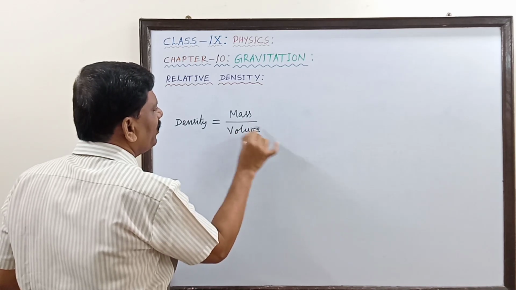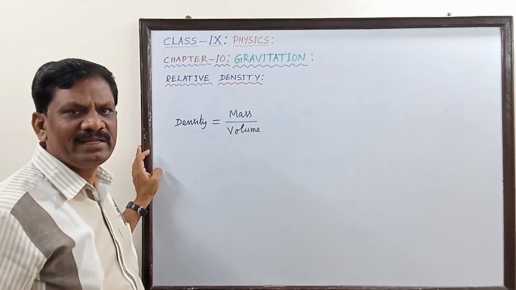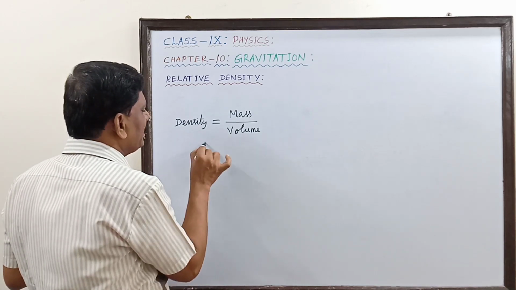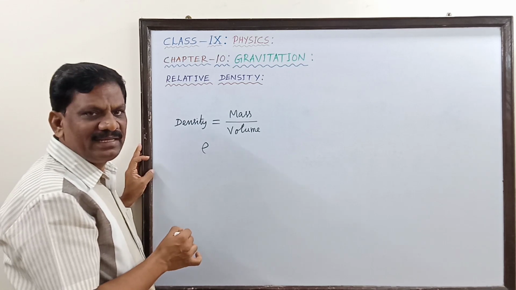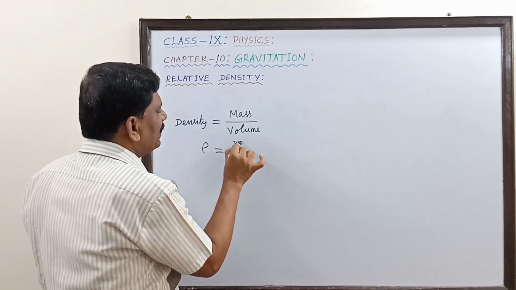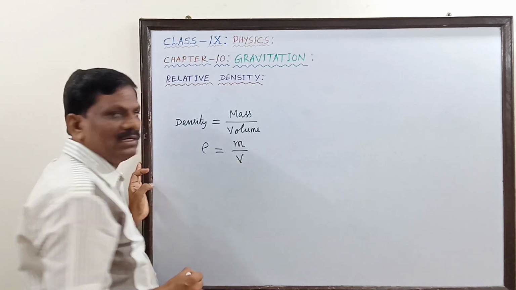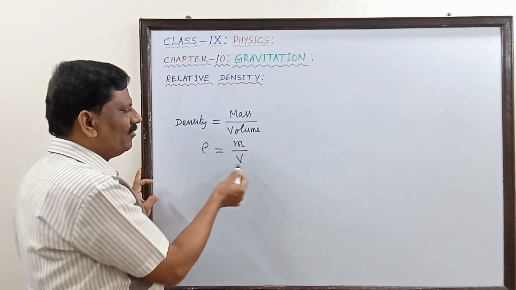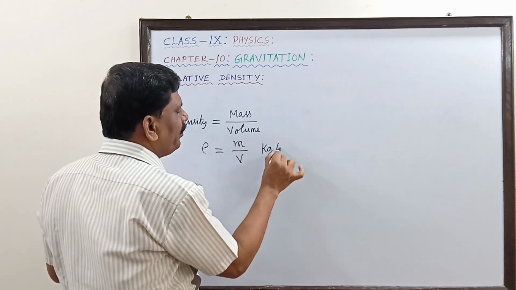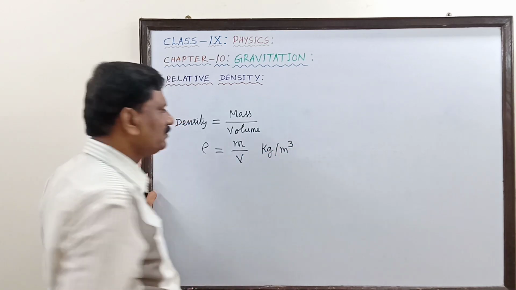So mass by volume ratio for any substance is called density, and density is denoted by the symbol rho, the Greek symbol rho. This is equal to mass divided by volume. Mass is in kilogram and volume is in meter cube. So the unit is kilogram per meter cube.